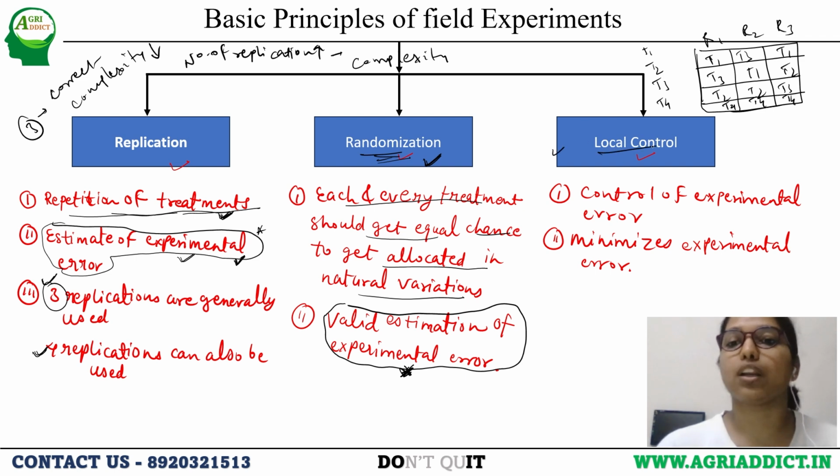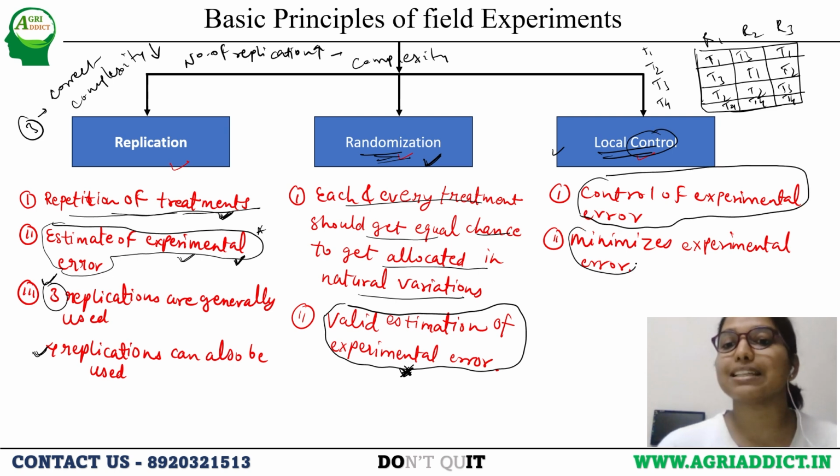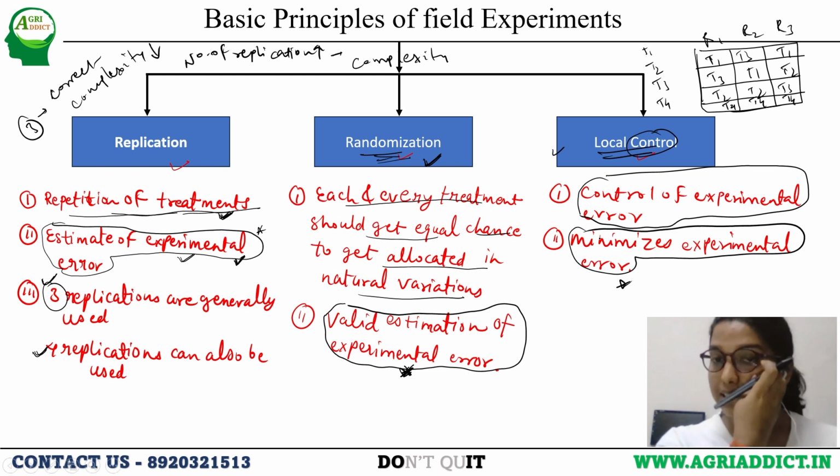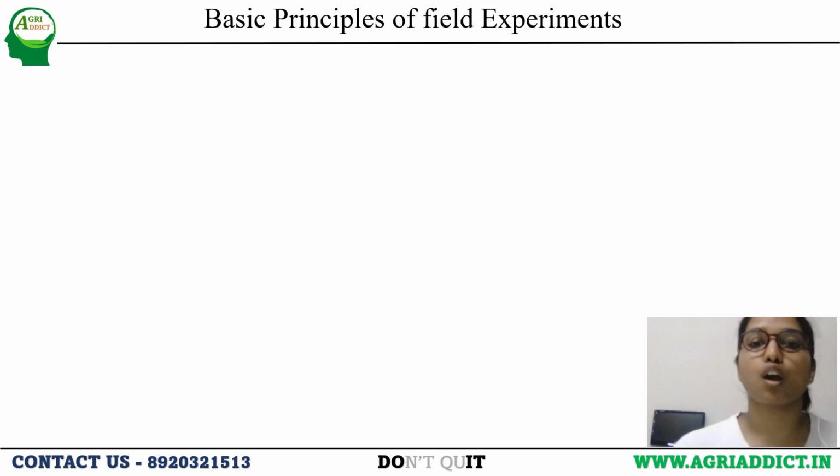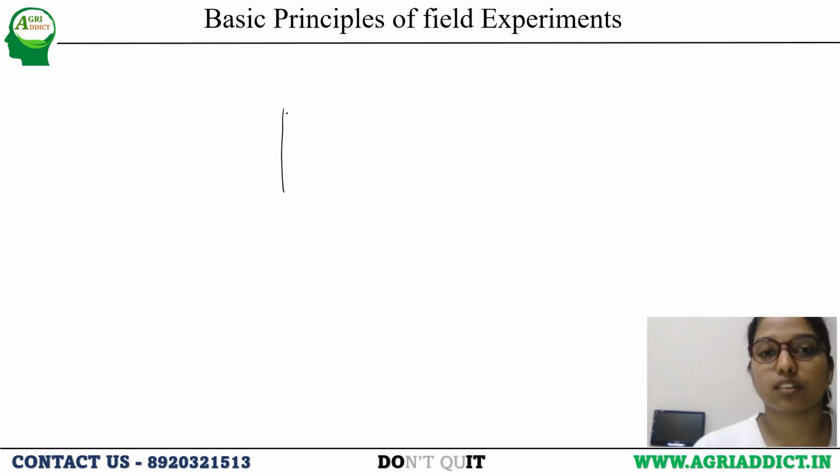The third principle is local control. As the word says, control: here we are controlling the experimental error. So it minimizes the experimental error. In the next slide, I'll explain what this means. So let's move on. First, this is the field.